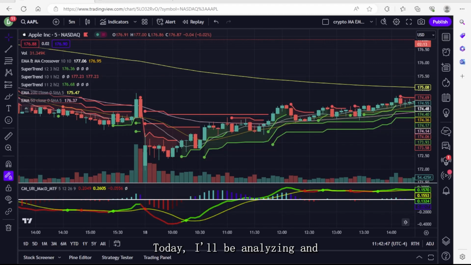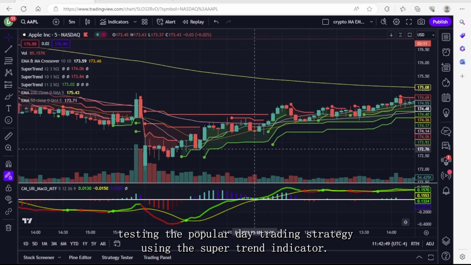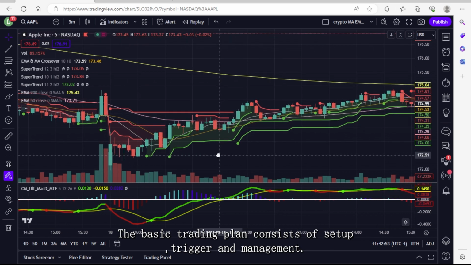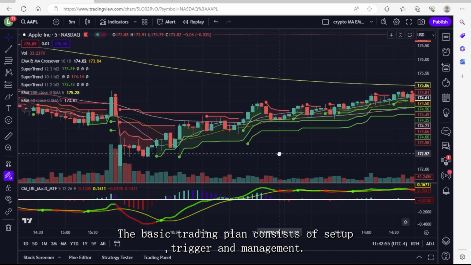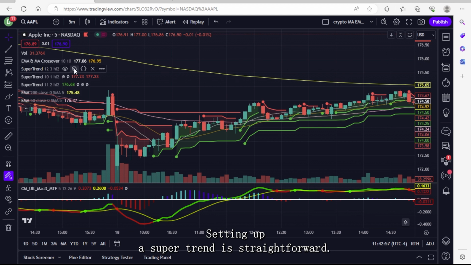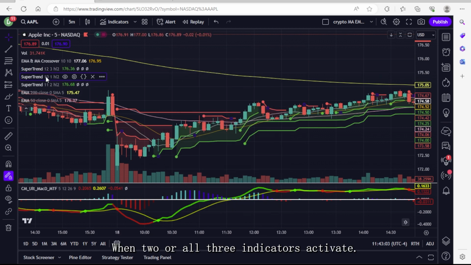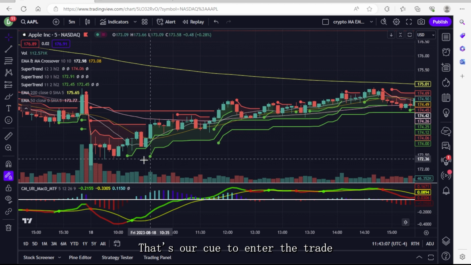Today, I'll be analyzing and testing the popular day trading strategy using the SuperTrend Indicator. The basic trading plan consists of setup, trigger, and management. Setting up with SuperTrend is straightforward. We'll add 3 SuperTrend indicators to the chart, each with its own unique settings. When 2 or all 3 indicators activate, that's our cue to enter the trade.